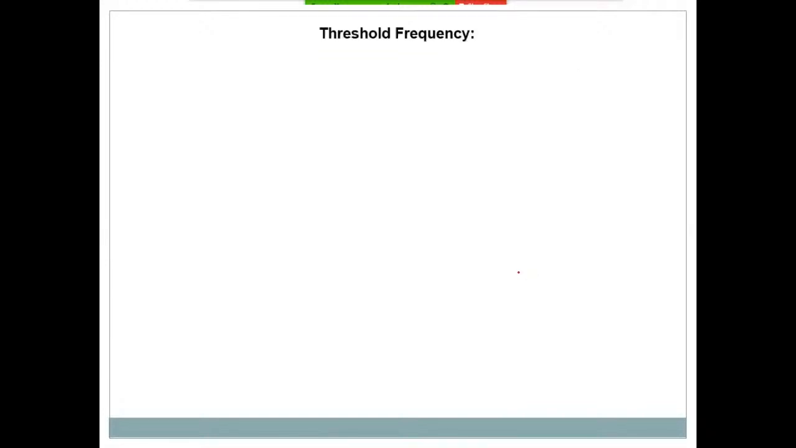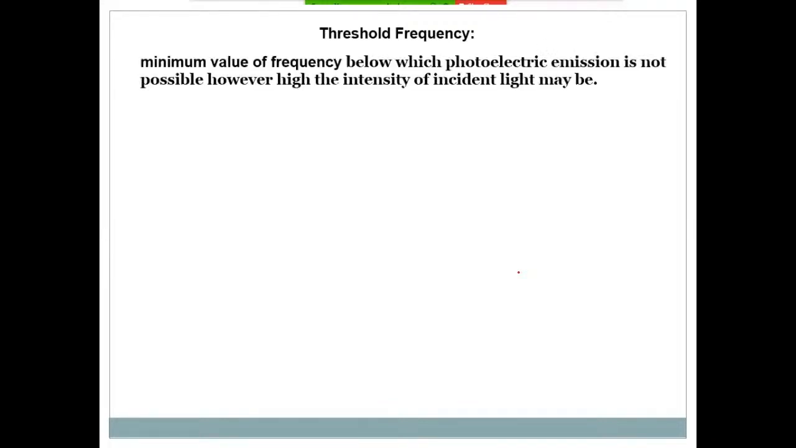Now we will proceed to the next topic, that is threshold frequency. This is very important. Threshold frequency is the minimum value of frequency below which photoelectric emission is not possible, however high the intensity of incident light may be. So we can simply say that the threshold frequency is the minimum amount of frequency that is required to eject an electron from the metal surface.